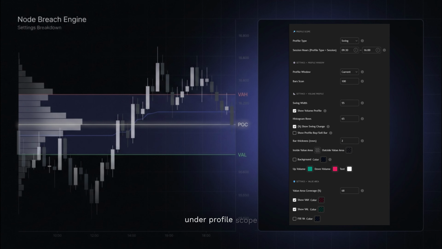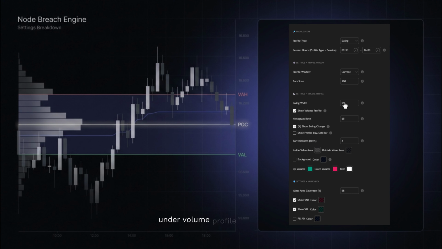Under profile scope, you can choose between swing and session. Swing creates profiles based on pivot to pivot market structure. Session creates a new profile based on the selected trading session. If you're using session mode, make sure the session hours match the market you are trading. Under profile window, you can choose whether you want to focus on the current developing profile or closed historical profiles. The bar scan setting is mainly a performance control. Higher values scan more bars but can make the script heavier.